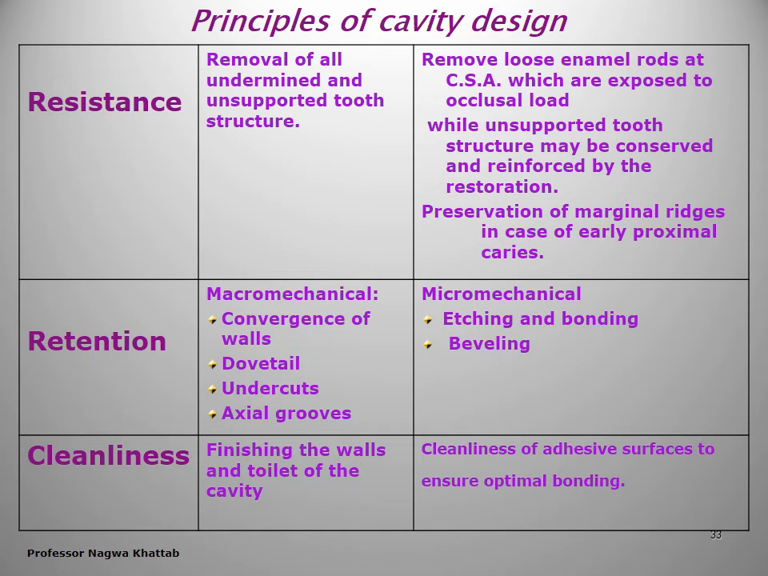For retention, the old concept or the conventional model depends on macromechanical retention: convergence of the walls, dovetails, undercuts, axial grooves. While in the modern concept, the micromechanical means of retention are based on etching, bonding, and beveling.